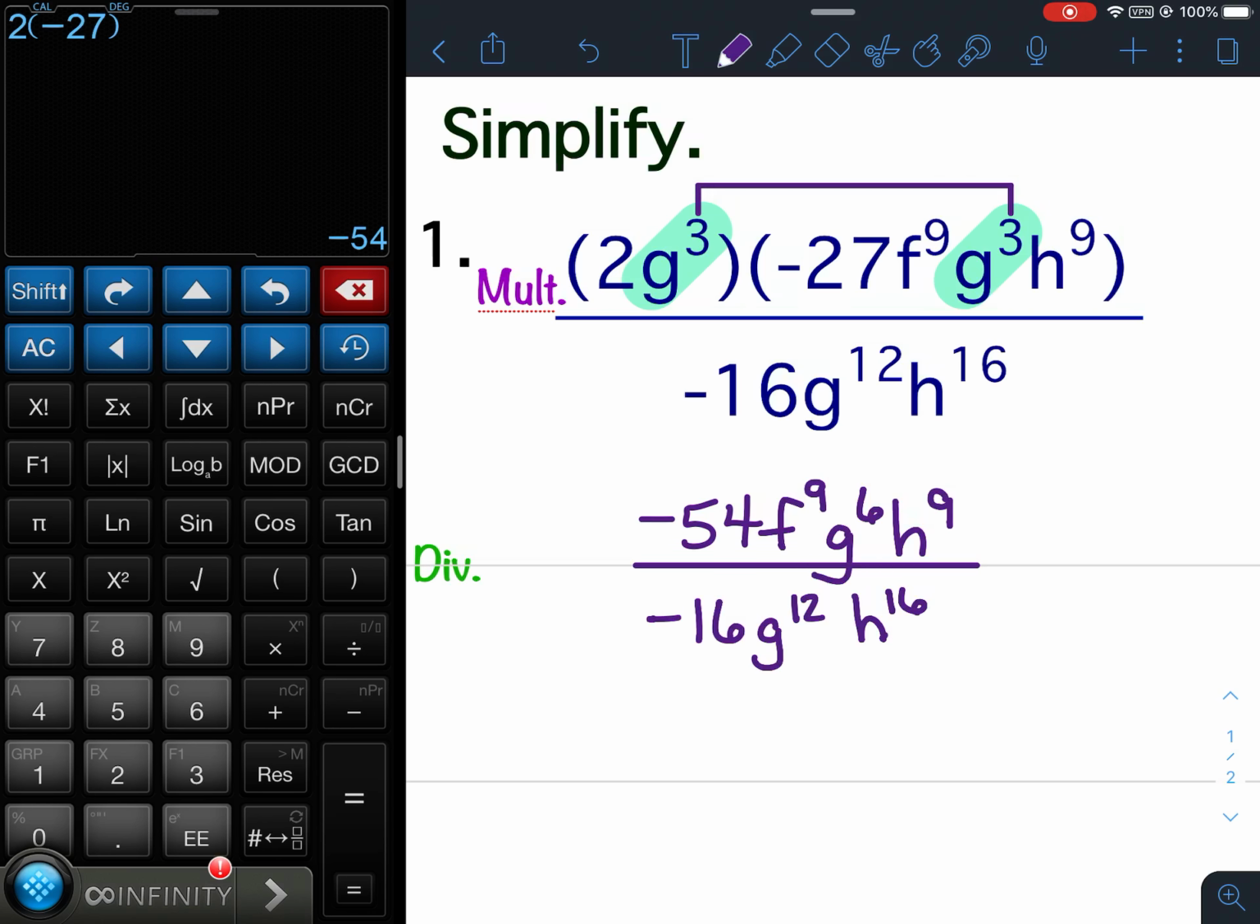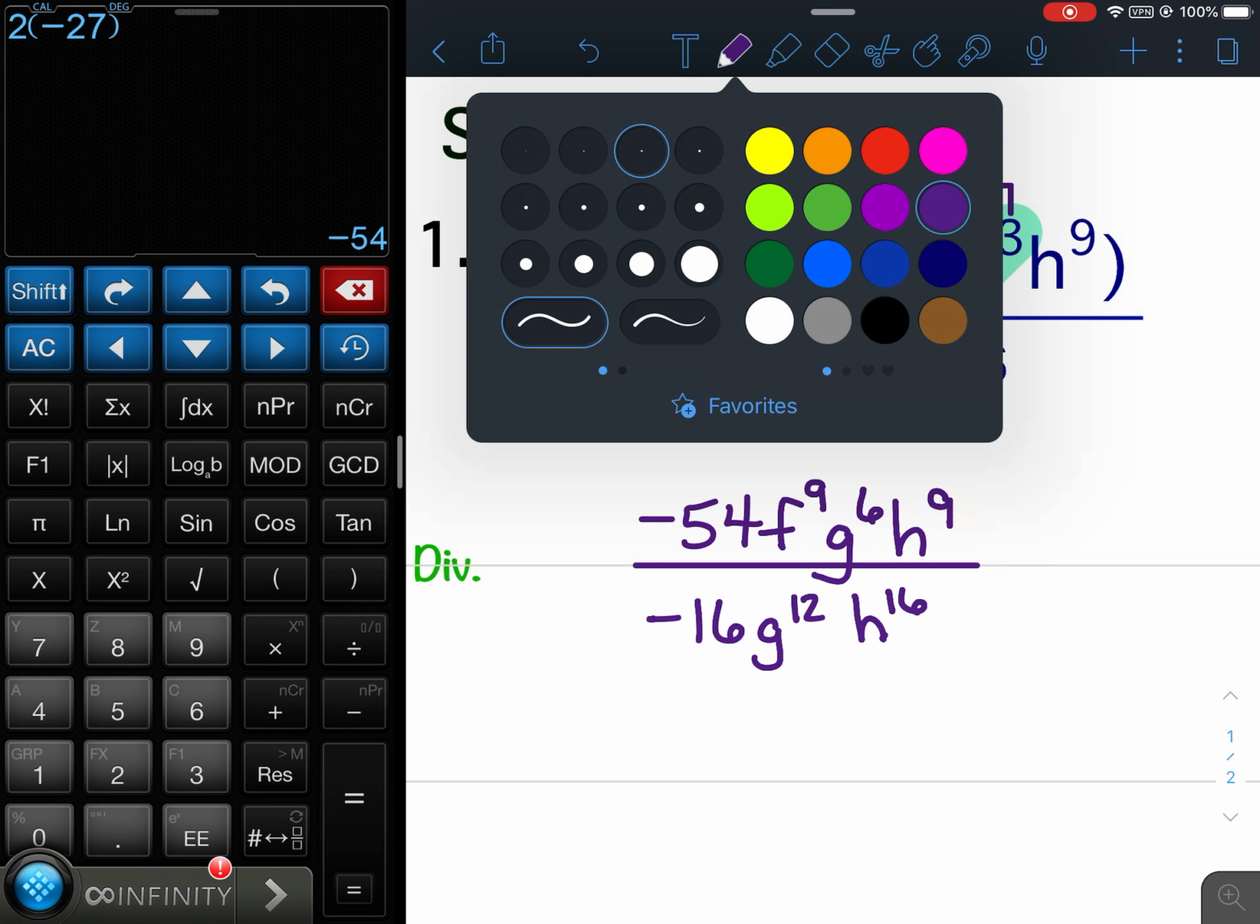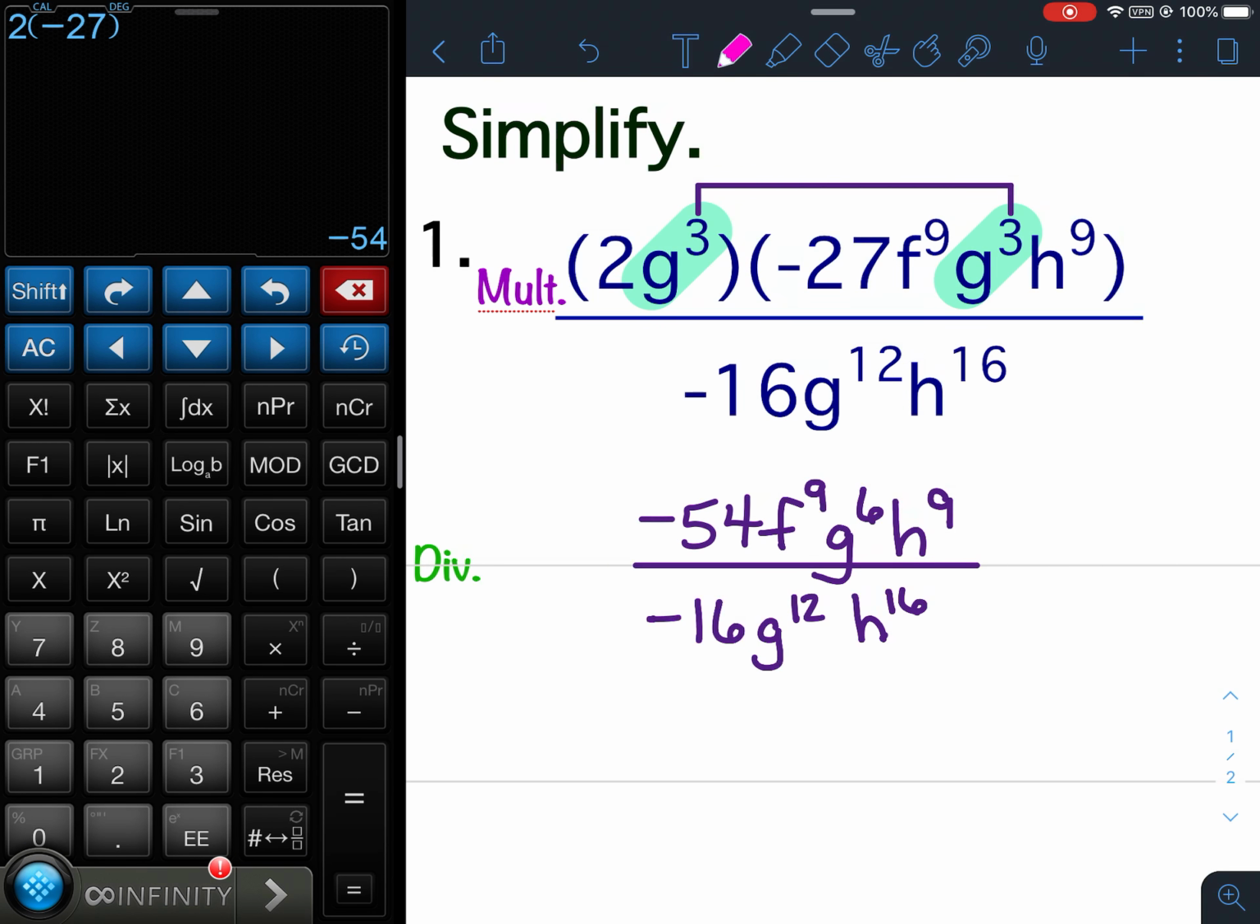All right, now I am ready to divide. So I'm going to put in negative 54 over negative 16. And I get the fraction 27 over 8. So I cancel these out. I put the 27 in the numerator, the 8 in the denominator.